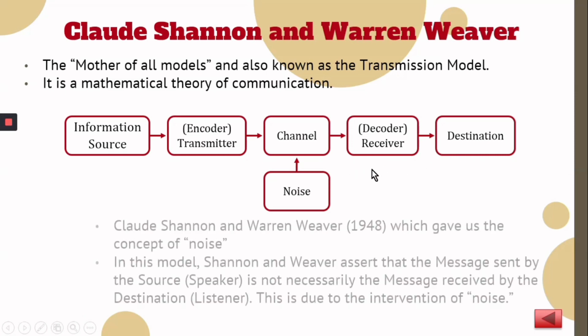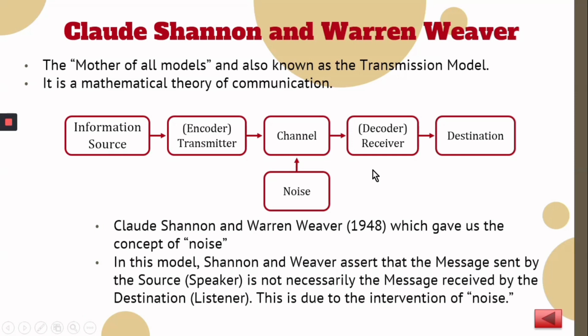The information source is the originator of the message. The transmitter is the one that converts the message into signals that would pass through channels such as cables and satellites. The receiver converts those signals into messages which are understandable for the destination.